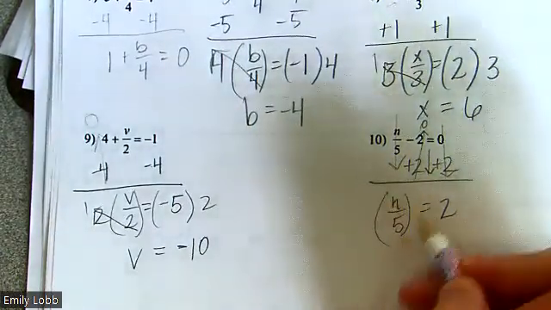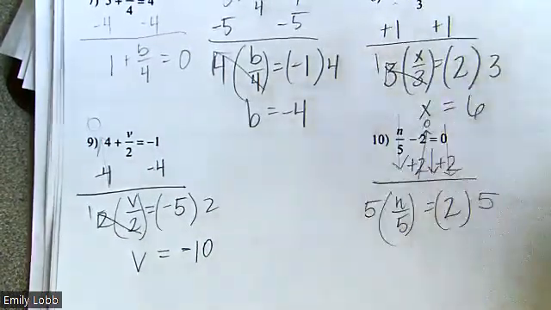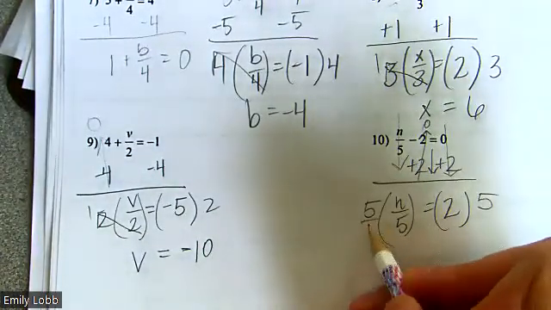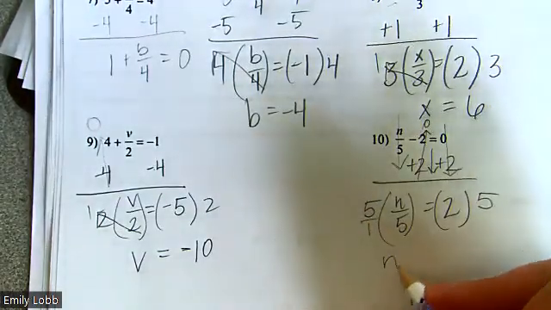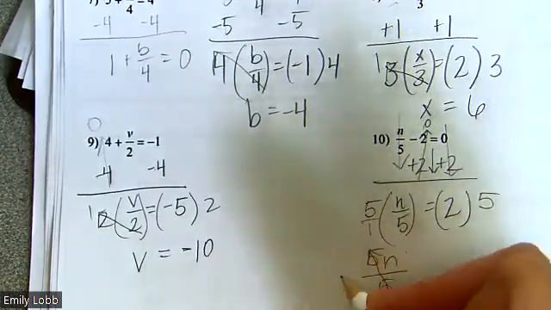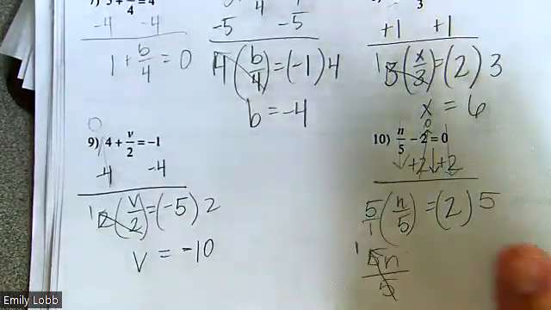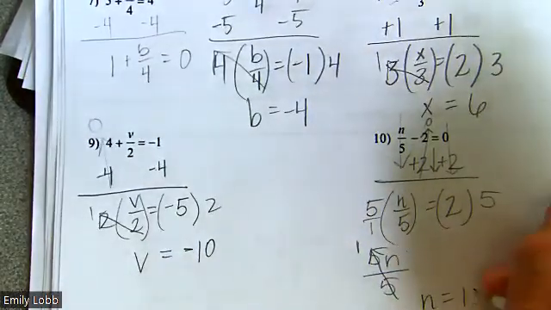And how do I get rid of my 5? Multiplying both sides by 5. Because remember, this is really 5 over 1. 5n divided by 5 is 1. That's really what I'm doing every time. So n is equal to, what's 2 times 5?